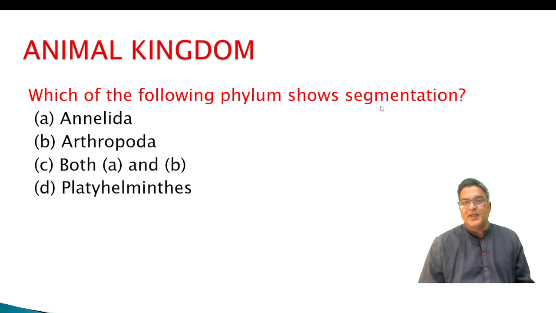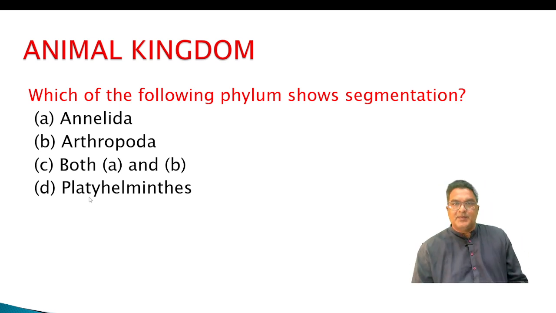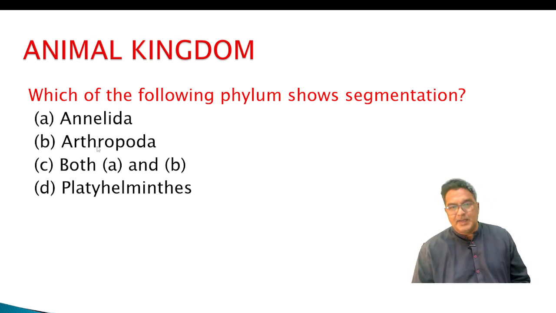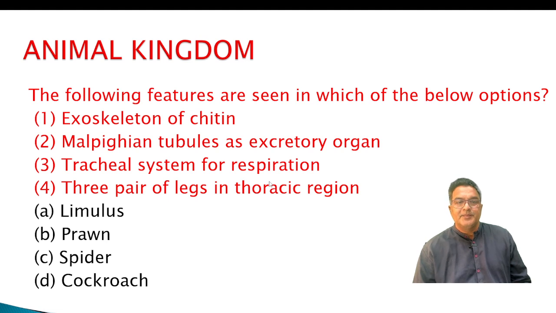Which of the following phyla shows segmentation? Previous year question. Annelida, Arthropoda, Platyhelminthes: tapeworm also has some segmentation, but that's not true segmentation. Pseudometameric segmentation we can say. So among the given, Annelida and Arthropoda, and you have to select Chordata also. Chordata is not given, so that's why I am going with both A and B.